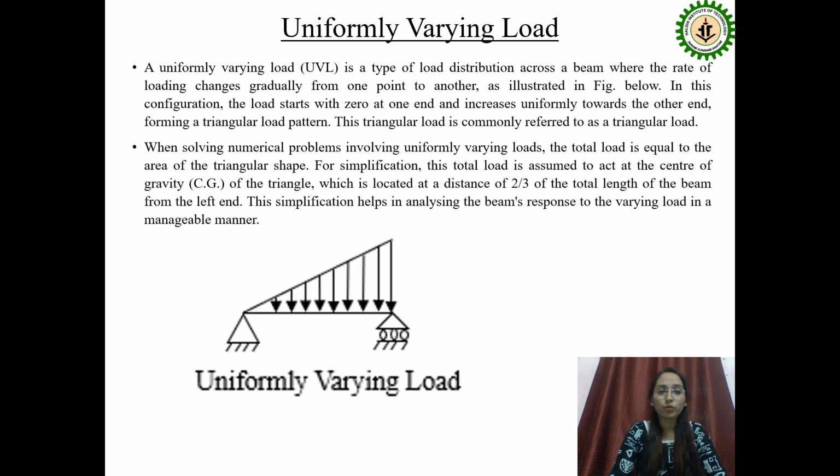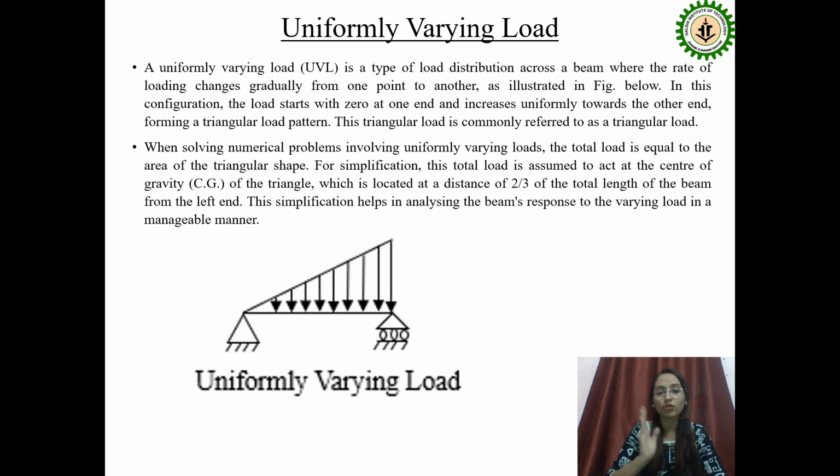When solving numerical problems involving UVL, for this type of load the total load is equal to the area of the triangular shape. For simplification, this total load is assumed to act at the center of gravity of the triangle. We know that the center of gravity of the triangle is at 1/3 from the base, that is, at 2/3 of the total length of the beam from the left hand side, at the apex.